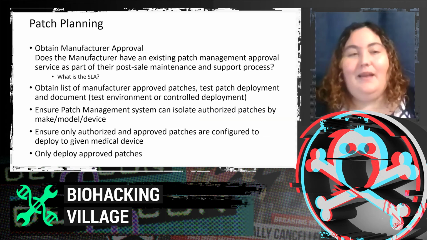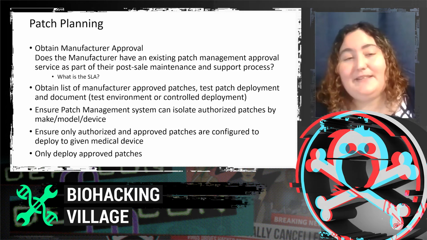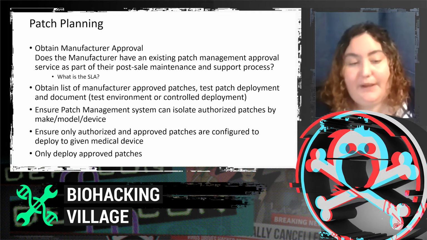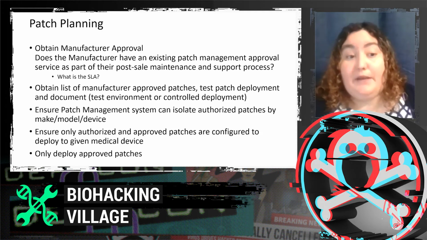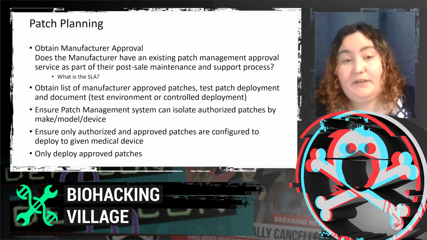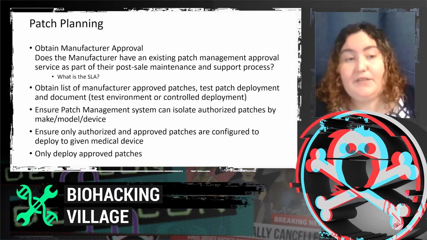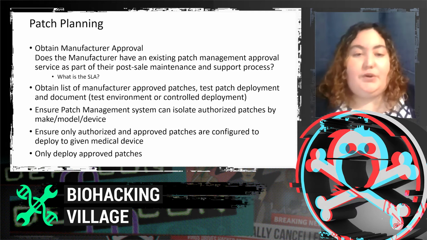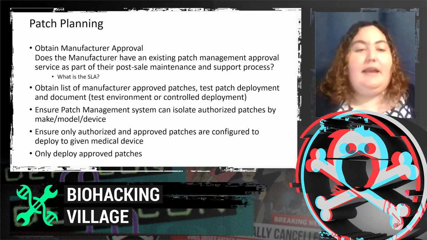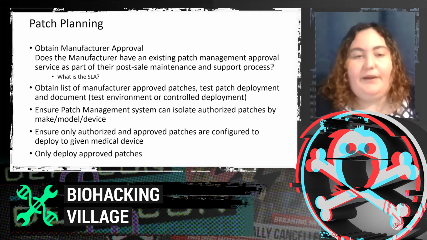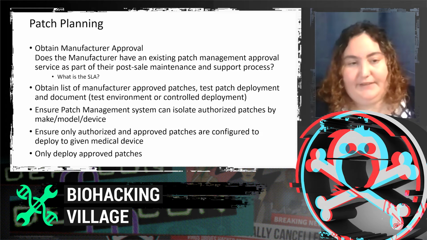So you're going to want to make sure that this is an approved patch. If you want to, for some reason, apply a patch that did not come from your manufacturer, you need to reach out to your manufacturer and have that conversation. See what your service level agreement says. Manufacturers do have a list of approved patches, so get that documentation from them and make sure you're up to date. Ensure that the patch management system can isolate authorized patches and ensure that only your authorized and approved patches are deployed on the device.